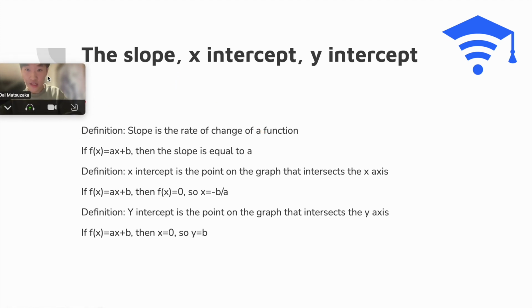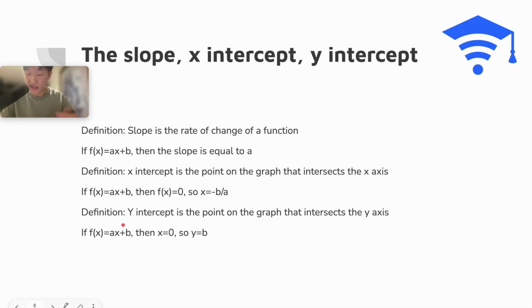Now we define the slope, x-intercept, and y-intercept. So quickly, the definition is, as can be seen here, the slope is the rate of change of a function. So if f of x is equal to ax plus b, the slope is equal to a. The x-intercept is a point on the graph that intersects the x-axis. So then f of x equals 0, so x equals minus b over a.